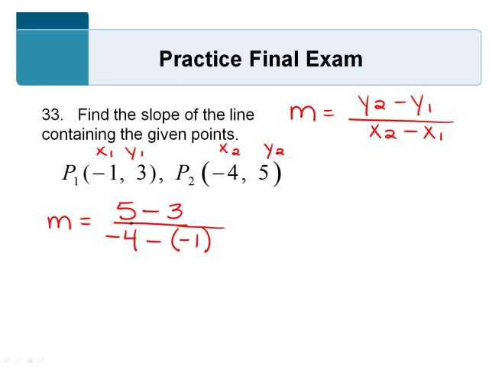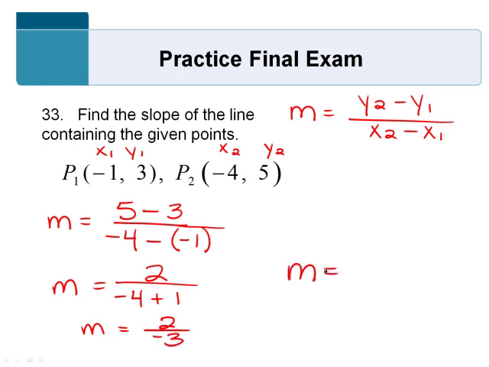Okay? On top, 5 minus 3 is 2. And on the bottom, we need to change the signs. So keep the negative 4 and then add the opposite. It becomes negative 4 plus 1. So now we have 2 over negative 3. So the slope, I'm just going to write it over here where there's a little bit more room, is negative 2/3. So remember, slope's a number, not an ordered pair.